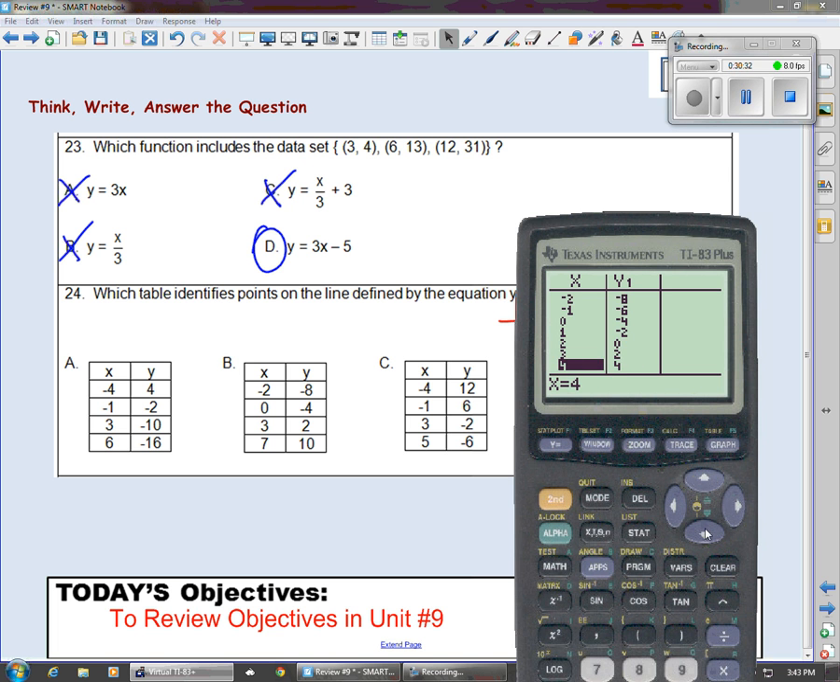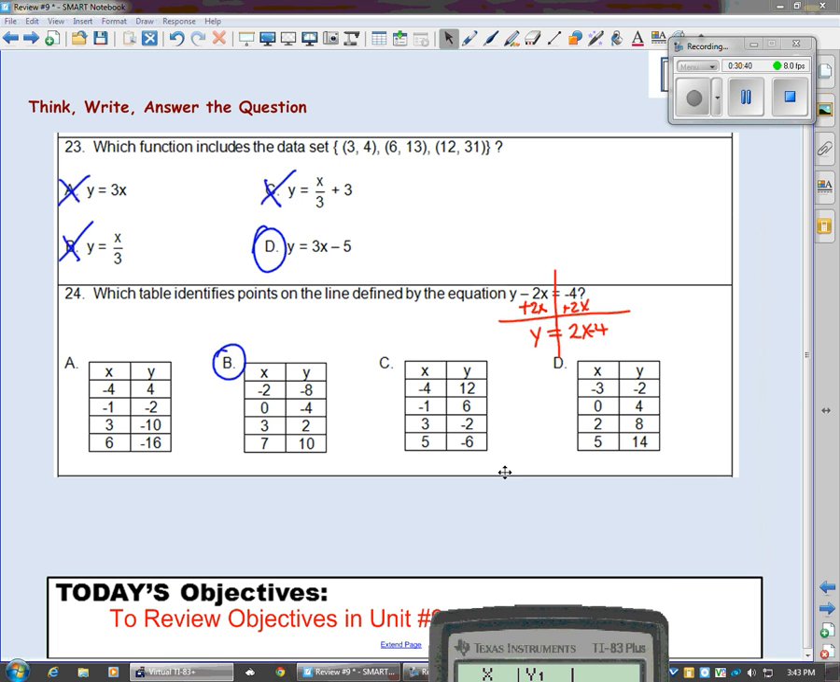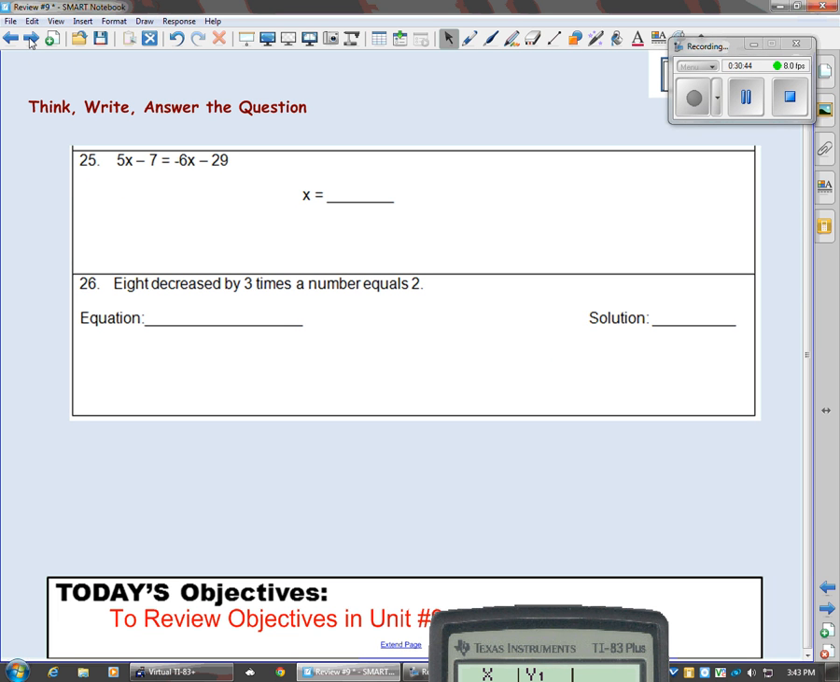I got to check all my things. 3 paired with 2, and then we should have 7 paired with 10. Yes, 7 paired with 10. So it's actually answer choice B. Apologize about that. So use your calculator, let it be your friend, and actually know what you're looking at.